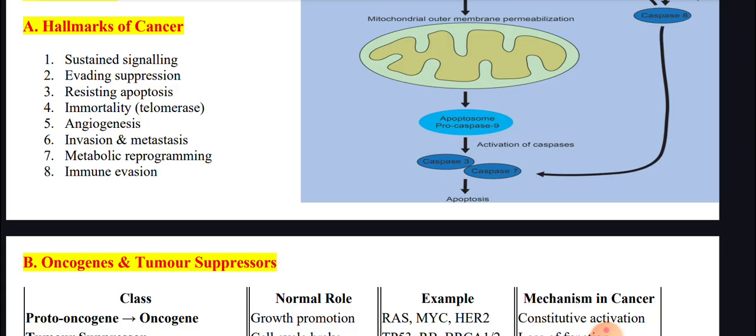Surviving when they shouldn't. Fourth, they achieve replicative immortality. Normal cells can only divide a limited number of times because their telomeres shorten. Cancer cells bypass this limit, usually by reactivating the enzyme telomerase, which maintains telomere length, allowing them to divide indefinitely. Limitless divisions. Fifth, they induce angiogenesis. Solid tumors need a blood supply to grow beyond a tiny size.